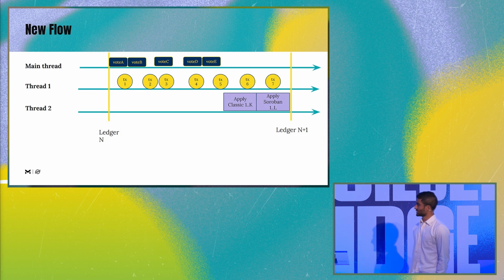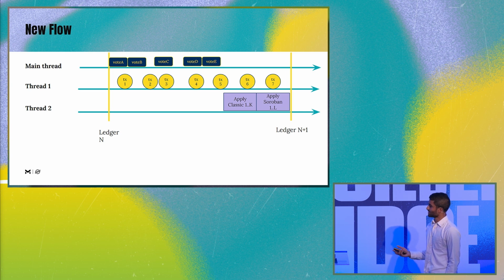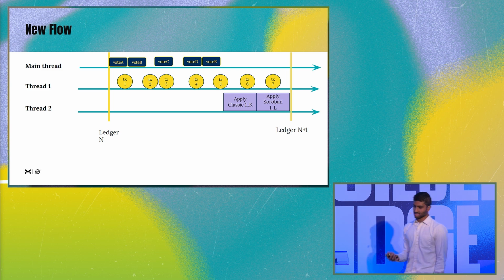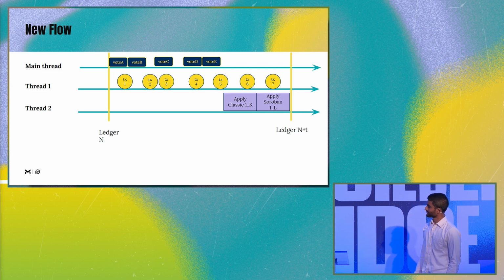So here's a visualization of the new flow. The main thread is focused primarily on voting, while this thread 1 here is focused on processing incoming transactions and propagating them. And then there's another thread that is dedicated entirely to applying blocks.